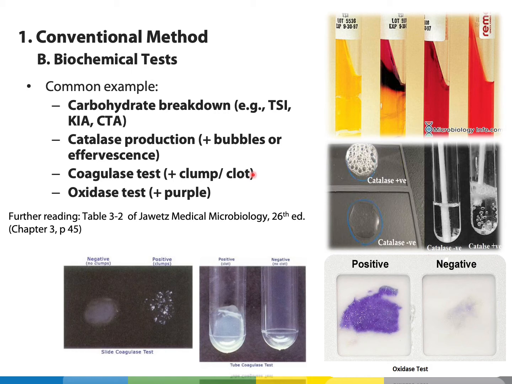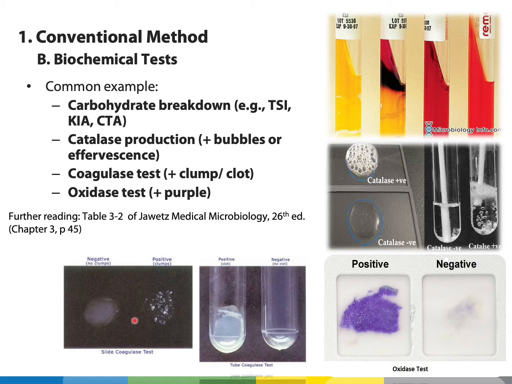Coagulase test is also another common test performed in the lab, where the positive result is clumping. The enzyme coagulase acts with a plasma factor to convert fibrinogen to a fibrin clot. That is why the positive result is clot formation. This test is commonly employed for the differentiation of pathogenic Staphylococcus from the non-pathogenic Staphylococcus species.